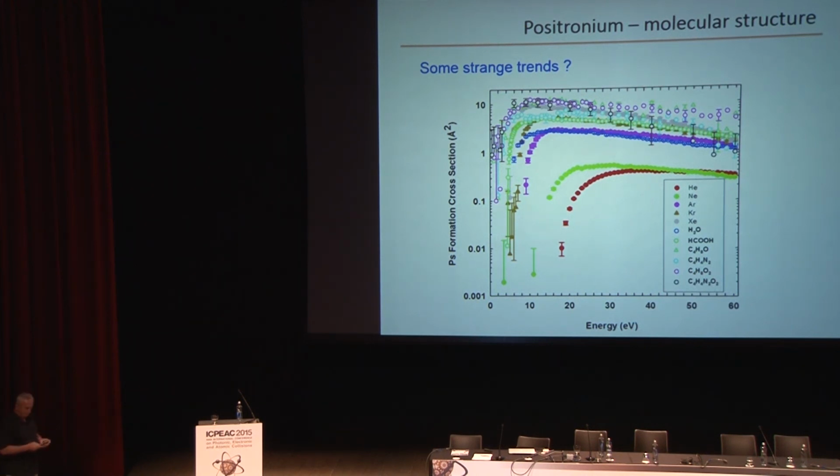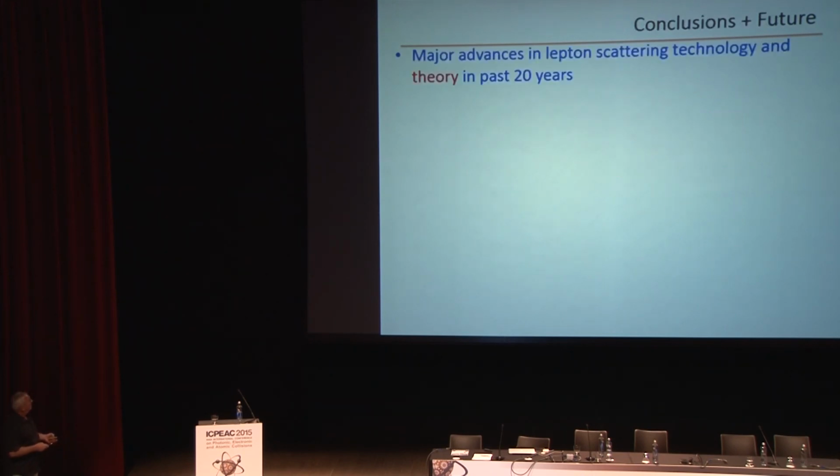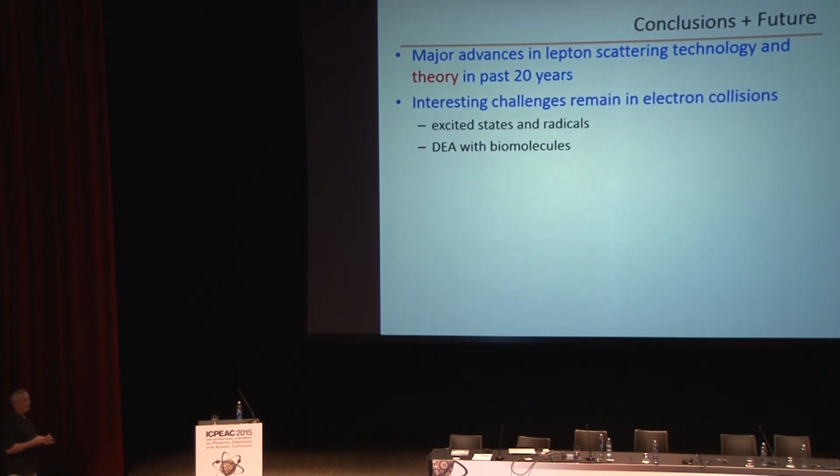So there's a whole range of interesting features that are starting to come out of this type of information. To conclude, I think there have been major advances in lepton scattering technology, particularly theory, over the past 20 years. There are some really interesting challenges that remain for electron collisions. I think there's a lot to be done still with excited states and radicals. We've seen at this conference and at the associated satellite conference that DEA with biomolecules is a really important and flourishing area in electron physics at the moment, and I think that's going to continue.